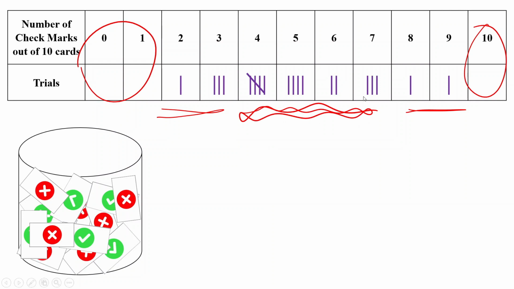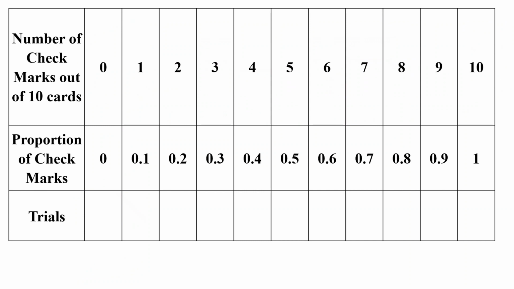This is my data. What I would do if I was in class is compile the entire class's data, because this is just 20 trials. If we combine the entire class's data, I get many more trials, and that's what I'm going to show you in this next table. I still have my top row, number of check marks out of 10 cards. Now I'm going to bring this into a proportion. I didn't do anything fancy. It's just the proportion of check marks in my sample and the number of trials.